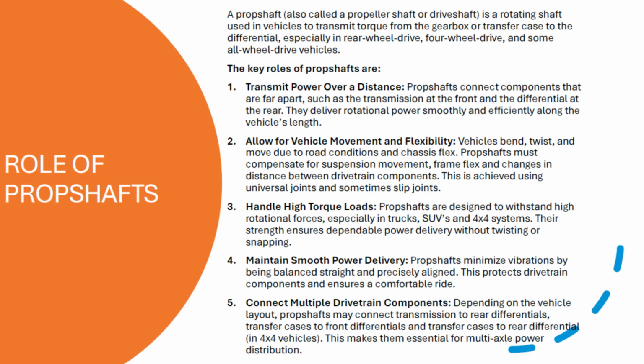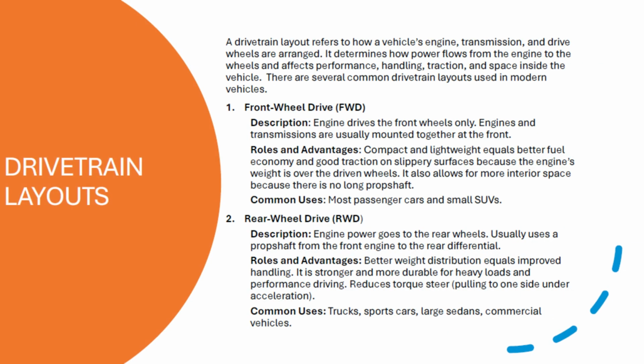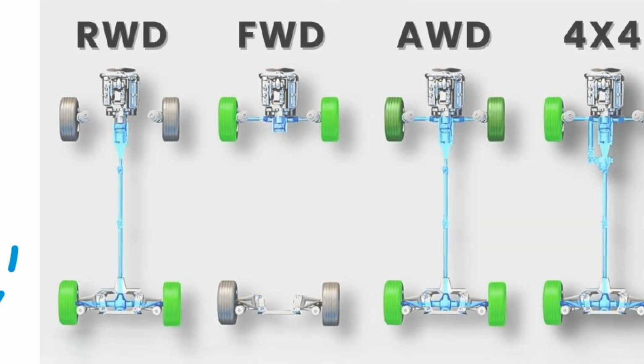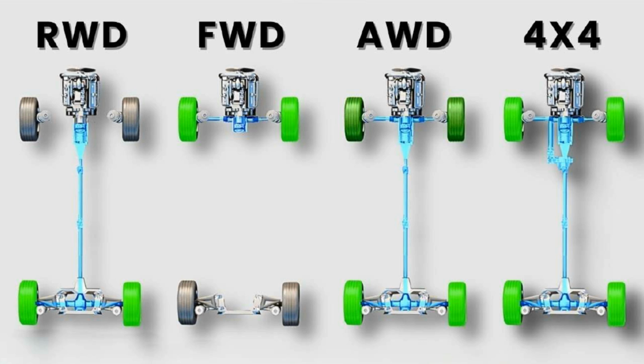They are built to handle high torque, maintain smooth power delivery, and adapt to vehicle movement through universal joints. Drivetrain layouts, such as front-wheel drive or rear-wheel drive, determine how engine power reaches the wheels. These arrangements influence vehicle handling, performance, and the required drivetrain components. This visual illustrates various drivetrain configurations, highlighting the differences in how power is distributed across the wheels in RWD, FWD, AWD, and 4x4 systems.